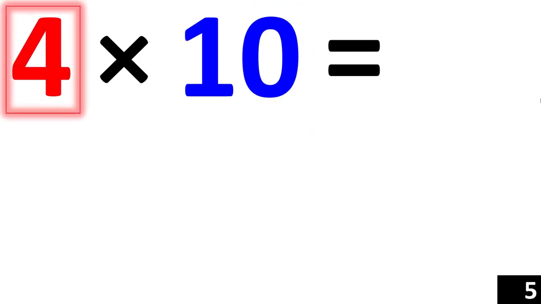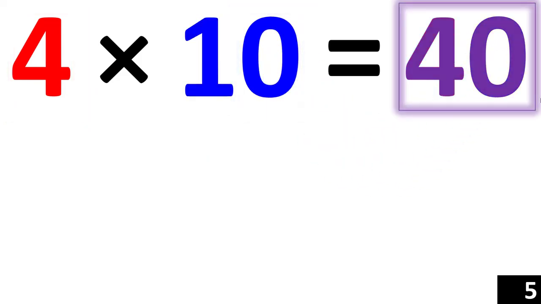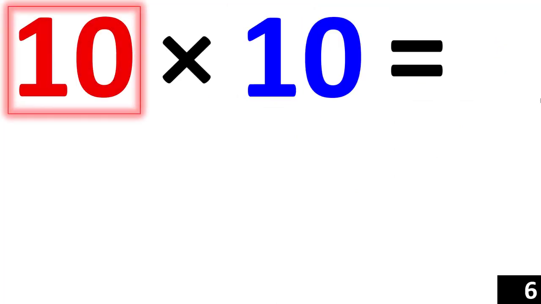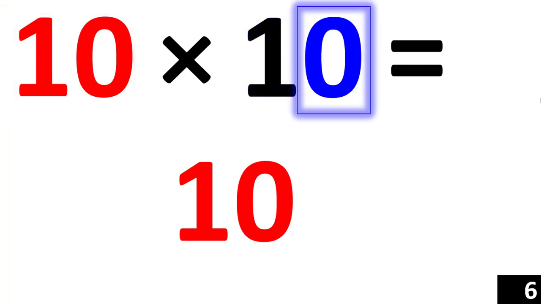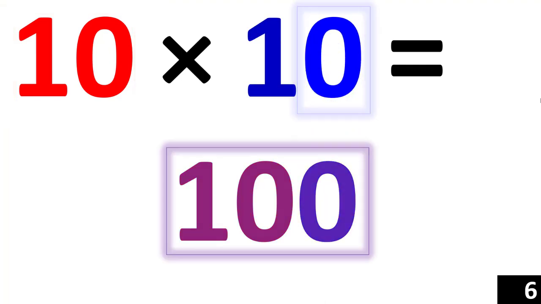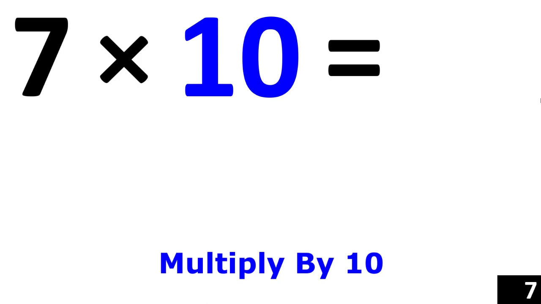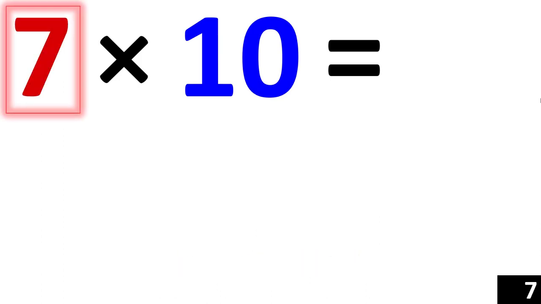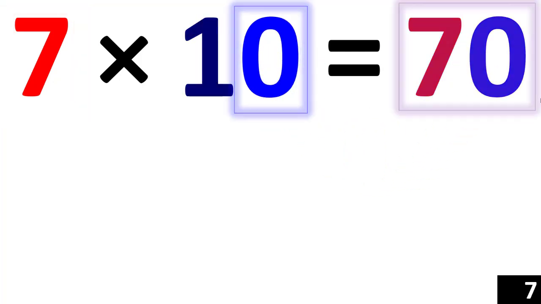4 times 10 is a 4 with an added 0. That would be 40. 10 times 10 is a 10 with an added 0. A 10 with an added 0 is 100. Let's try 7 times 10. Since any number times 10 is that number with an added 0, 7 times 10 is a 7 with an added 0. 70.